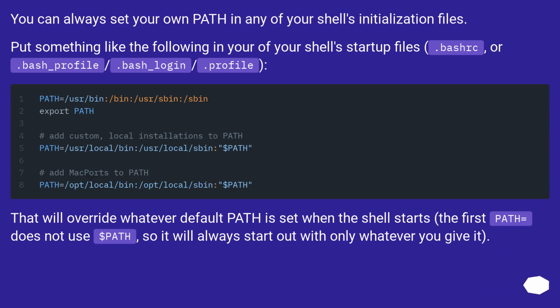You can always set your own PATH in any of your shell's initialization files. Put something like the following in your shell startup files, .bashrc, or .bash_profile, .bash_login, .profile. That will override whatever default PATH is set when the shell starts. The first PATH= does not use $PATH, so it will always start out with only whatever you give it.